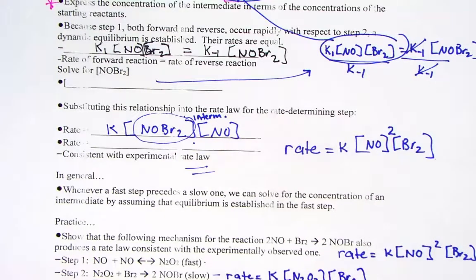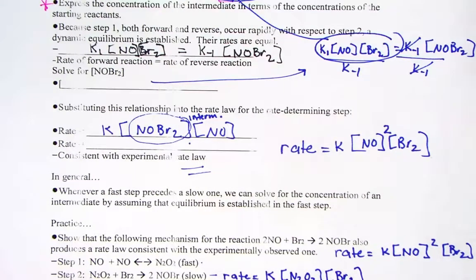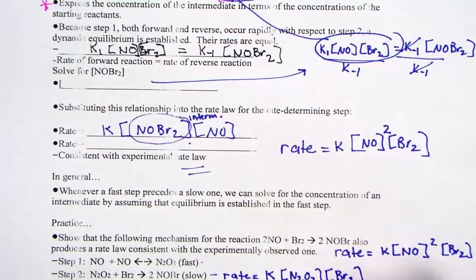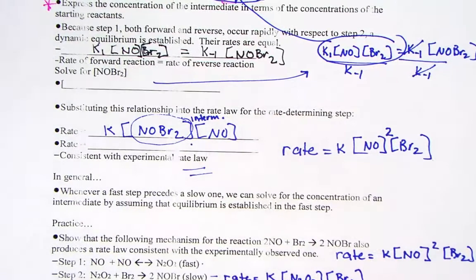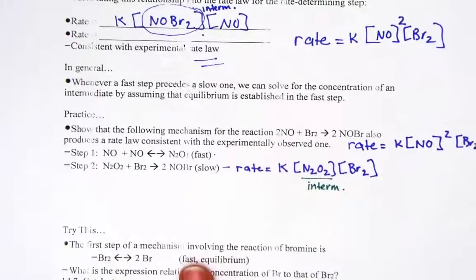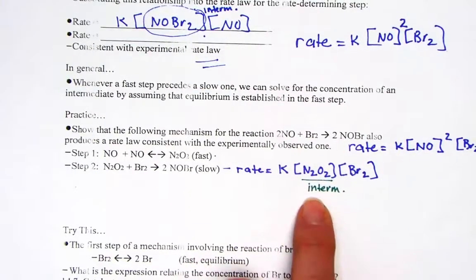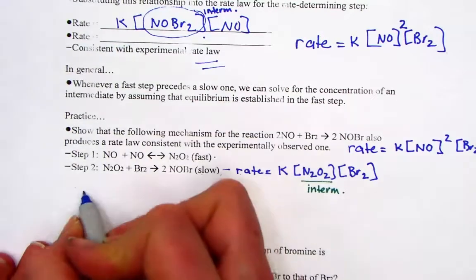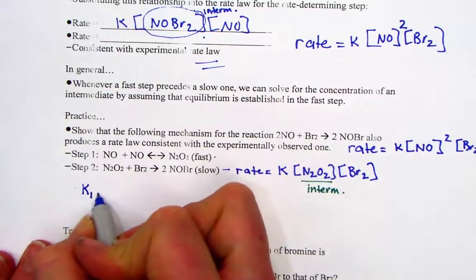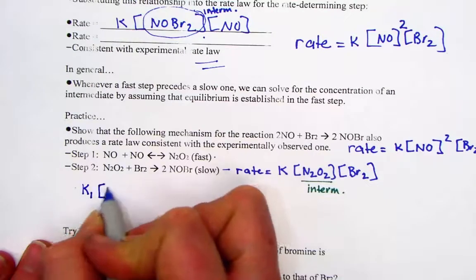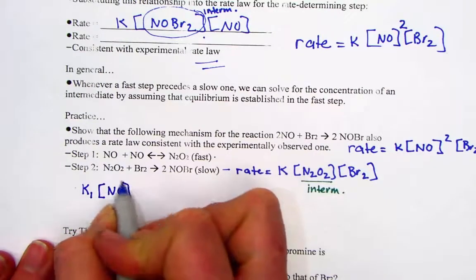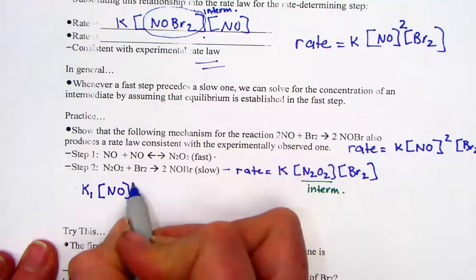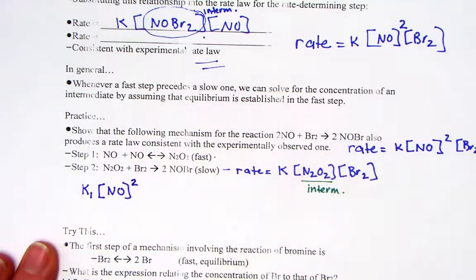The observed rate law comes from the slow step. The problem is N2O2 is an intermediate, and we're not allowed to have an intermediate in an observed rate law. We need to sub in some equivalent value for the intermediate N2O2. We go back to that first step. Here's what we know: the forward reaction is K1 times the concentration of NO, and since it's colliding with itself, that would be second order with respect to NO.